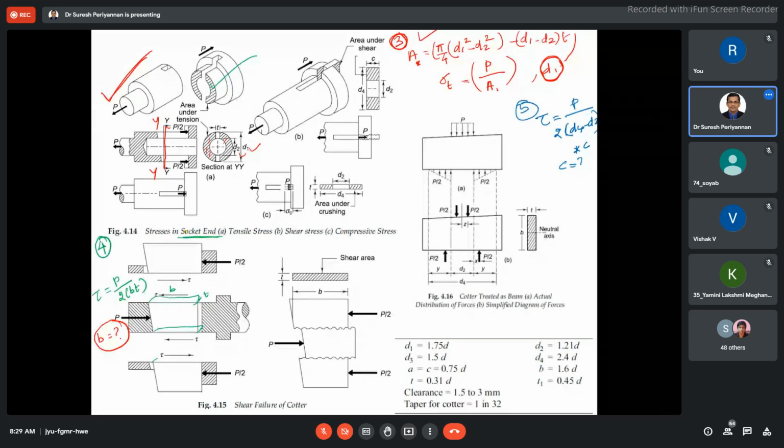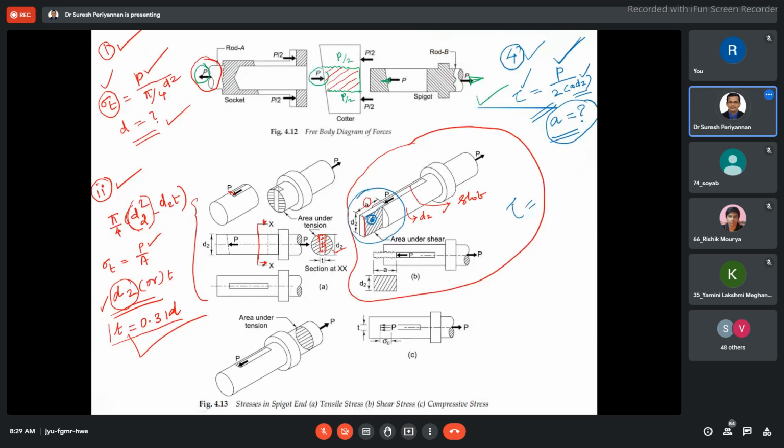Now we come to the crushing failure of the spigot. Where is the crushing failure created? Come to figure 4.1c. See, when the cotter is inserted through this slot, this region of the spigot is going to be crushed due to compressive force, compressive stress.